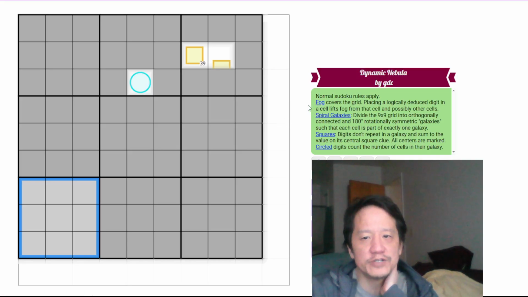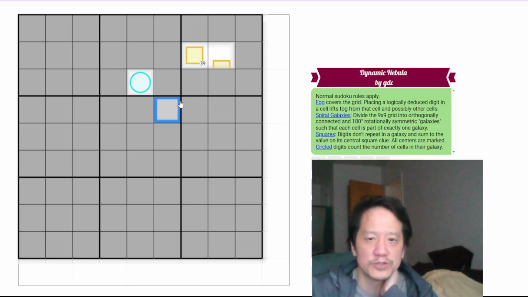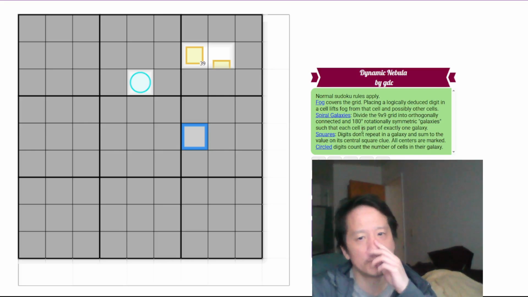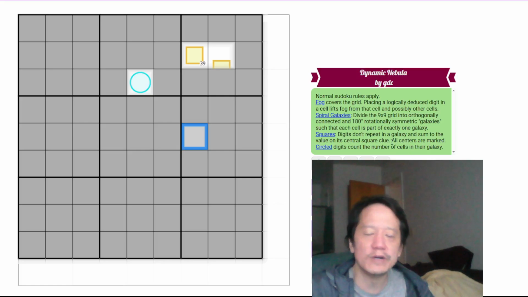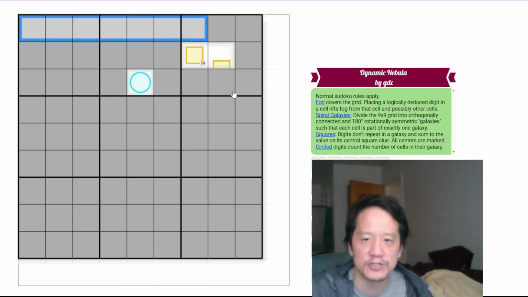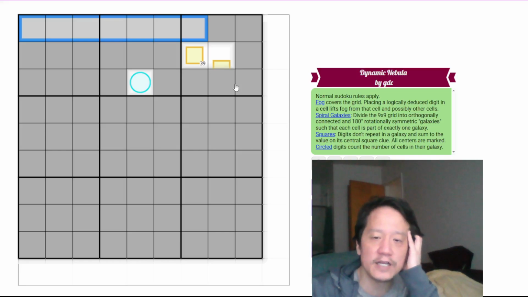Placing a logically deduced digit in a cell lifts fog from that cell and possibly other cells. So if we place the correct digit here, it will clear the fog around that cell and possibly other cells in the puzzle. So this is dynamic fog, which is probably why it's called Dynamic Nebula. We also have spiral galaxies, where we divide the 9 by 9 grid into orthogonally connected and 180-degree rotationally symmetric galaxies, such that each cell is part of exactly one galaxy.